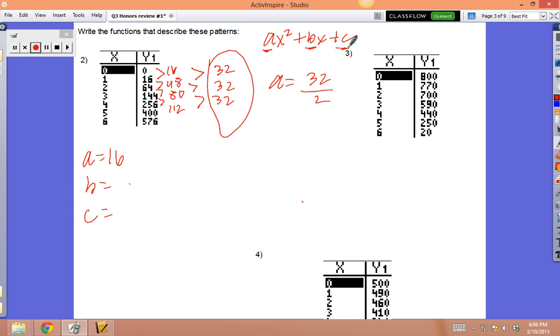C is just as easy. C is the y-intercept, just like the b in y equals mx plus b. Here's my y-intercept. C is 0. And now you're 2/3 done. You just need to find b.